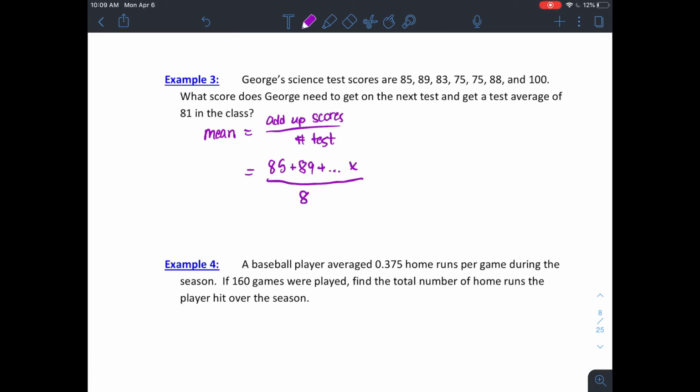I know I'm going to try to get a test average of 81, so if you multiply that 81 by 8, you're going to get 648. If you add up those test scores without our missing test score of x, you get 595. And then subtract 595 will get you, George only needs to get a 53 on his next test in order to average an 81, because his previous test scores were pretty decent, and he's only aiming for an 81.